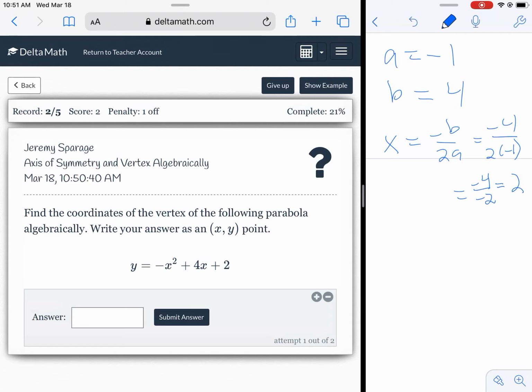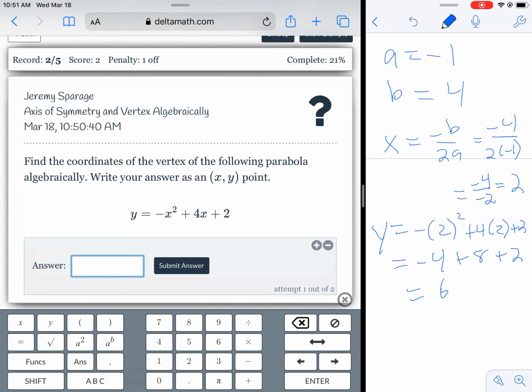To find the y-coordinate, we plug in that 2 value. So I get y equals negative parentheses 2 squared. Don't forget to use parentheses when you're substituting a value in. Plus 4 parentheses 2 plus 2. This gives me negative 4 plus 8 plus 2, which is 6. So my answer is going to be 2, 6.